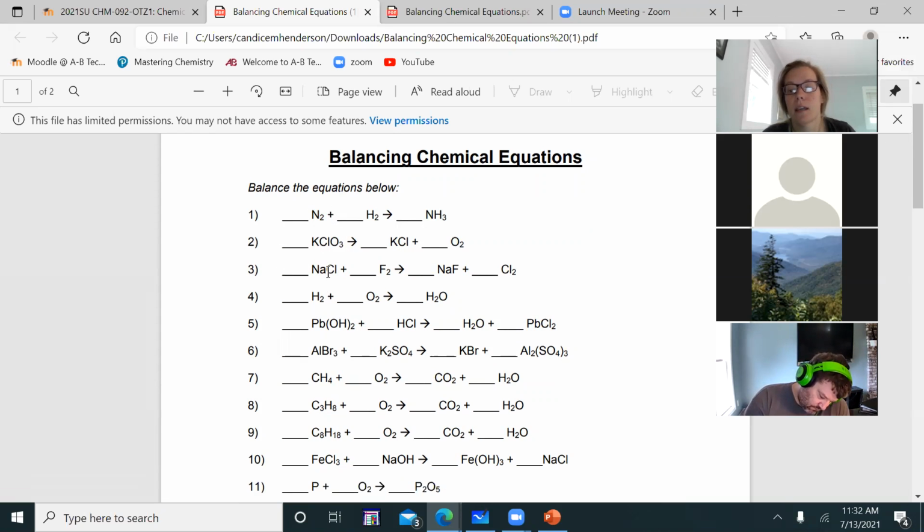This right here, number three, this is a single displacement. We had a couple, another one came in and they swapped places. Number four, this is a synthesis, two things coming together. Number five, this would be a double displacement. So the OH and the H come together for the water. This next one here, 6, this is also a double displacement. So you just want to be able to identify if they're single, double, and so on.